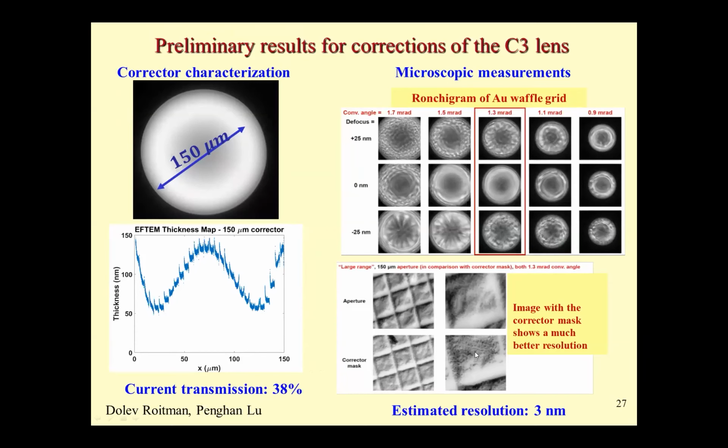And now, in this measurement, we can compare an uncorrected and corrected scan, and you can see some details that appear in the corrected measurement. For example, this granularity that you see if you use the corrected mask is washed out without it. And this is still a very preliminary measurement, but it shows that we actually can already improve the resolution of the condenser lens.